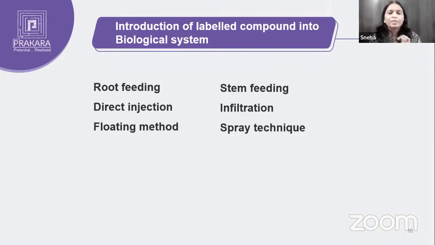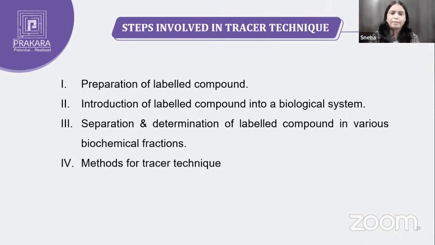The spray technique is mostly used only for the aerial parts of the plant. Aerial parts of the plant means the above-ground parts. If all these other methods of introduction fail, then we will take the solution or liquid of the radiolabeled compound and spray it on the aerial parts of the plant. When it attaches to any part of the plant, it directly enters the medicinal plant. So this is the second point, introduction of the radiolabel compound into the biological system.